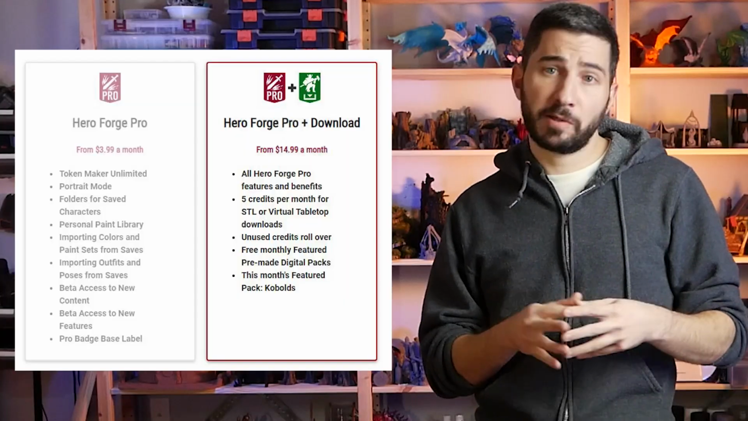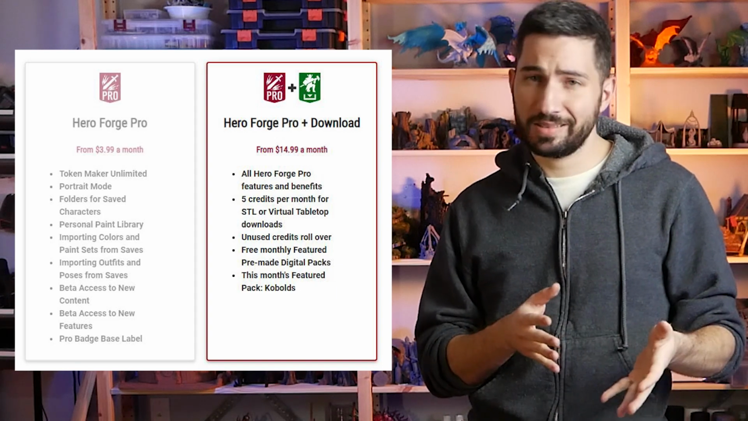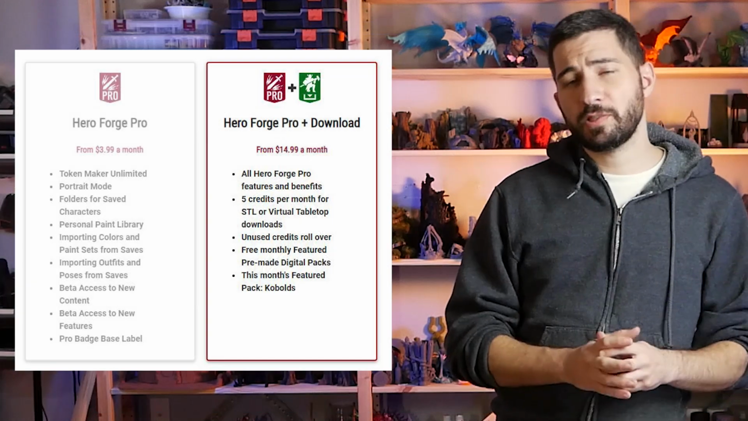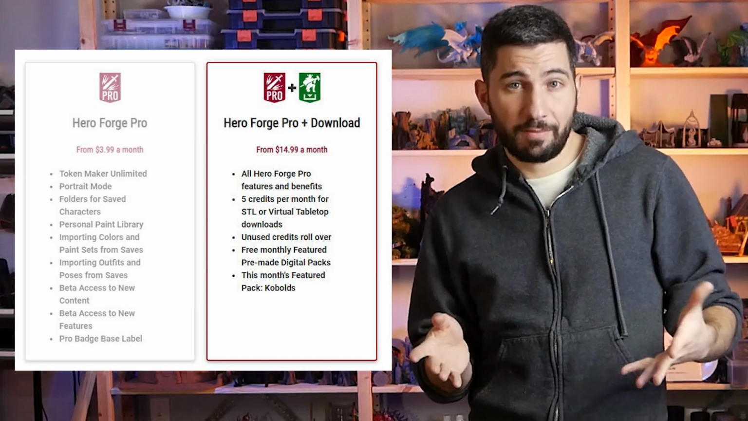There is one example though that breaks many of these pros and cons, and even some of the lists that came before. It's Hero Forge. Now, Hero Forge has 2 subscription plans. One allows unlimited access to the token maker, and the more expensive plan gives 5 credits per month for STL or virtual tabletop downloads, which is a pretty good deal if you plan on using a bunch of Hero Forge models, since each of them costs $8.